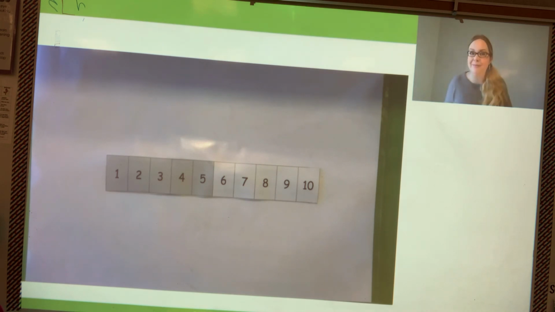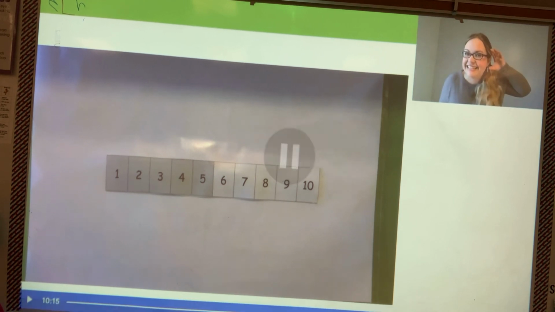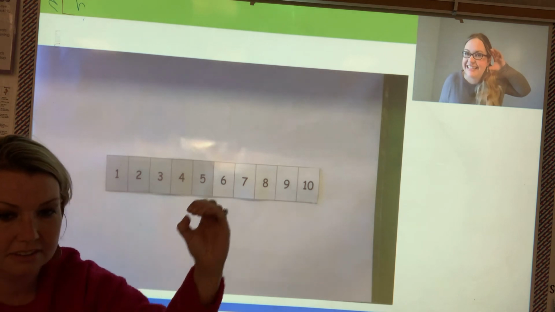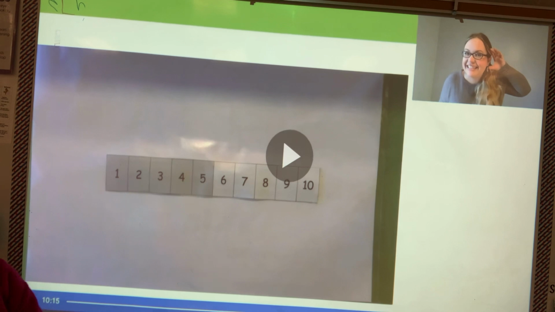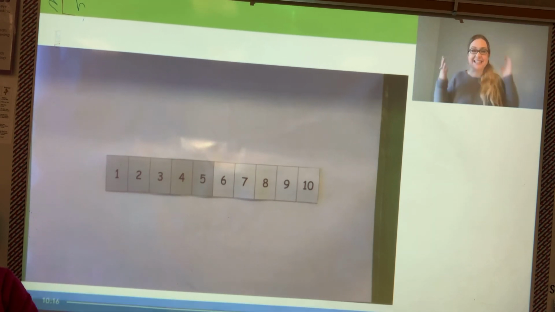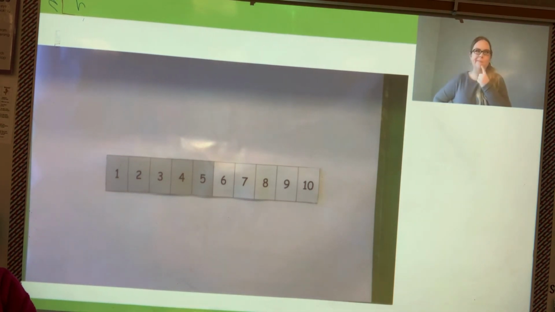Who remembers the number that means no more or none? Show me. Show the number that means no more or none. Show it on your hands. It's not 5. Yeah. I could make an O for 0. I wonder how we can write an addition number sentence for this using the number 0.